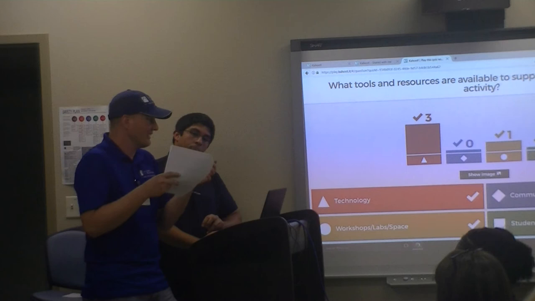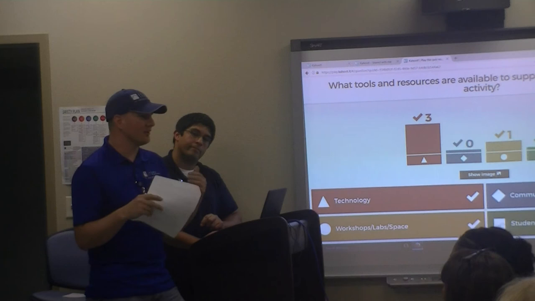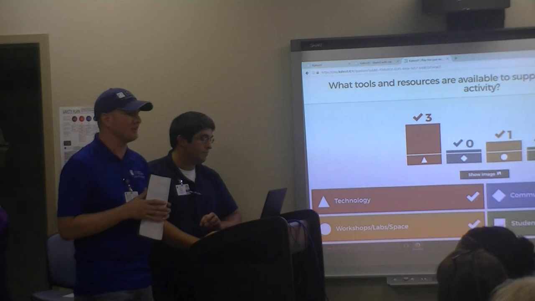Because sometimes it can have a negative effect. If you're trying to add it in and it just doesn't work out, it doesn't flow right, and you lose the ability for the students to be active in it. So it's just something to consider when you're going into active learning and trying different things. So do you want to add anything to it?